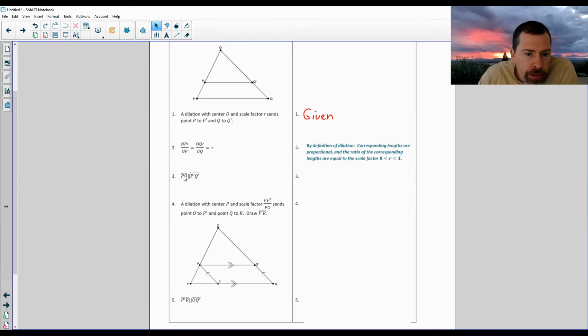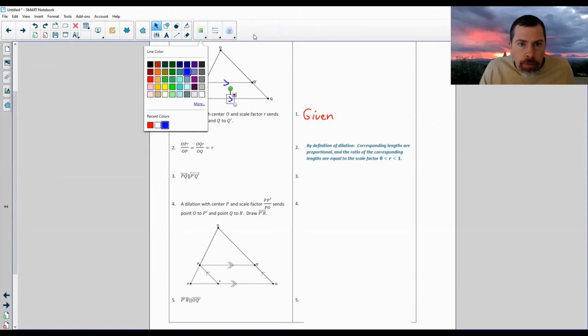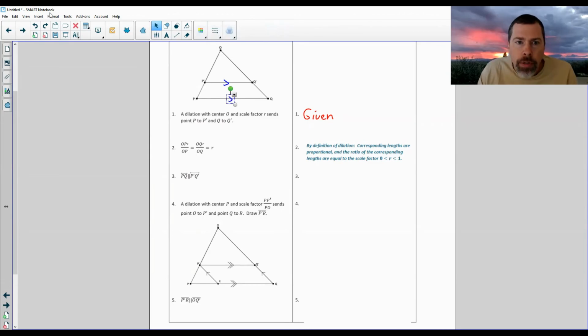Okay, so now it says line PQ is parallel to P prime Q prime. So here's P prime Q prime. PQ is parallel to P prime Q prime. All right, so that's right here. So these are parallel. Let me just make that blue. How about I just do this?